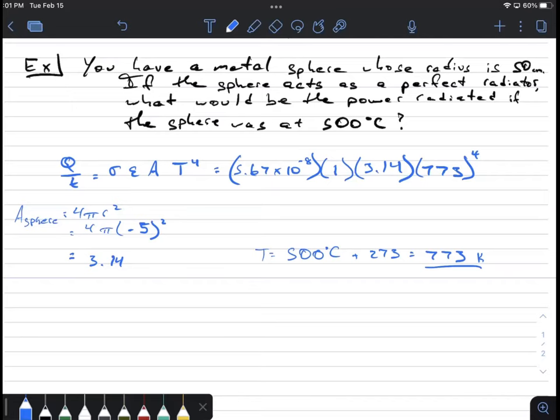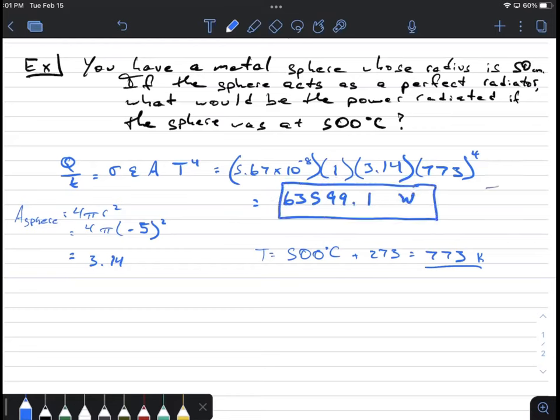Temperature is given in Celsius. That's bad. I have to convert it to Kelvin. So I add 273 to the number. And now that's the temperature I use in my equation. From here, I just plug everything into my calculator. So I have 773 to the fourth power times pi times 5.67 raised to the minus 8. And I get a power of 63599.1 watts.